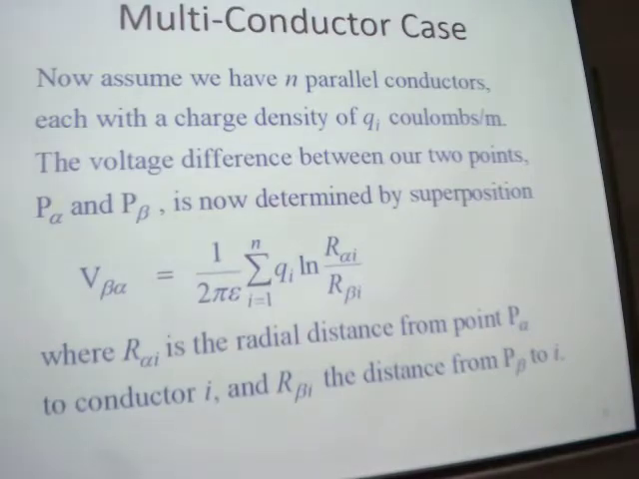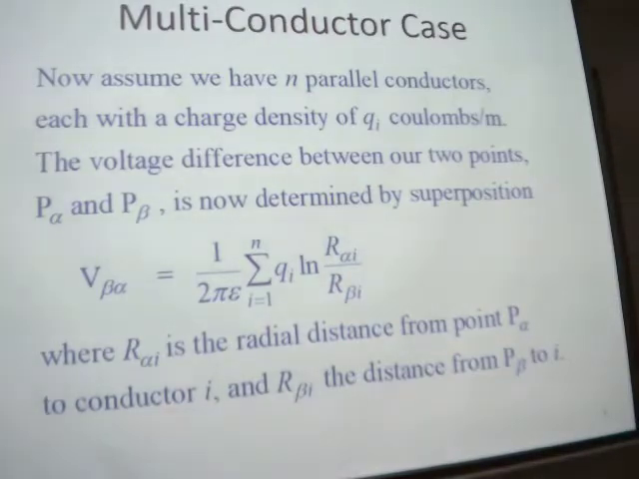So here is a multi-conductor case. In the previous case, there was just one transmission line, and now we assume that we have n parallel conductors. Okay, so n transmission lines together. Each transmission line will have the charge density of rho i, where i is the ith conductor, the ith transmission line.